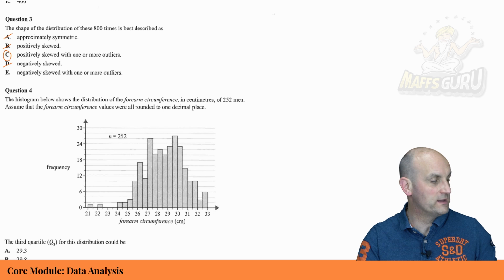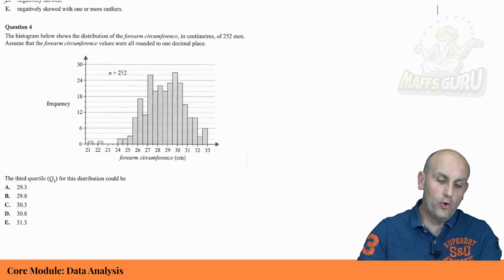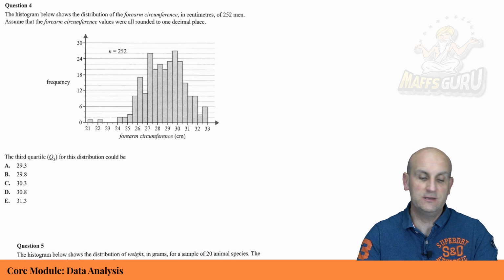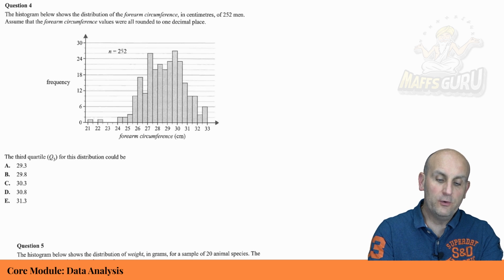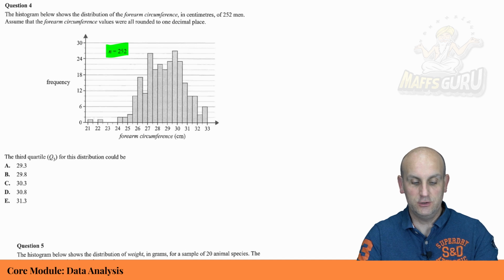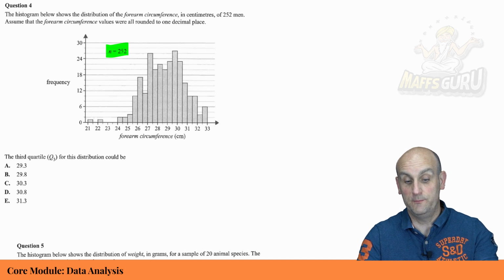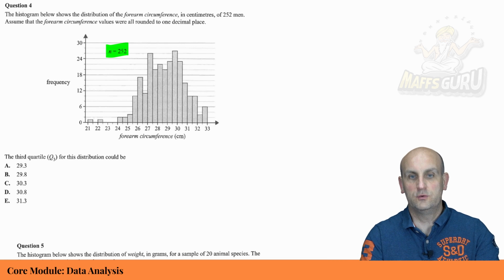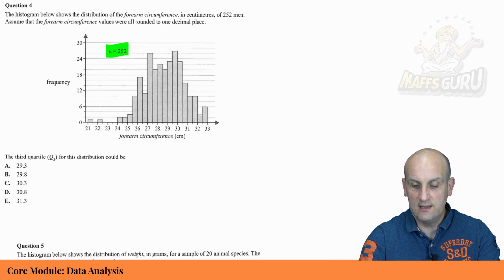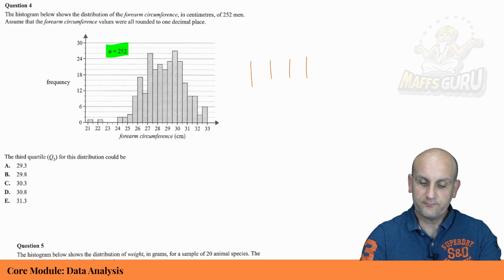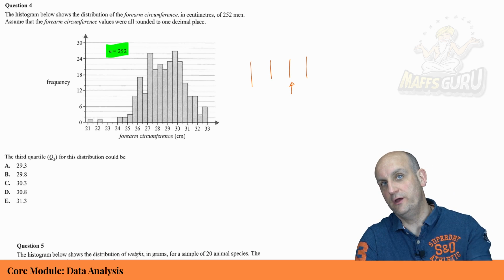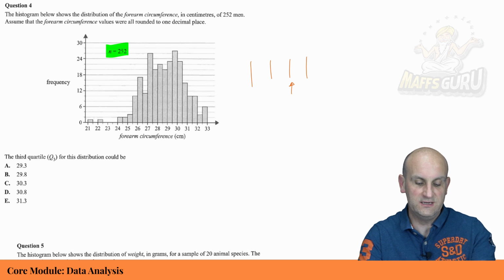I'm just flicking over my answers to check. Question number 4, the histogram below shows a distribution. When I looked at this question, the most important part was the number of items, 252. It wants to know what the third quartile for this distribution could be. Because it wants the third quartile, let's split our data into 4 sections and find out where the third quartile is.